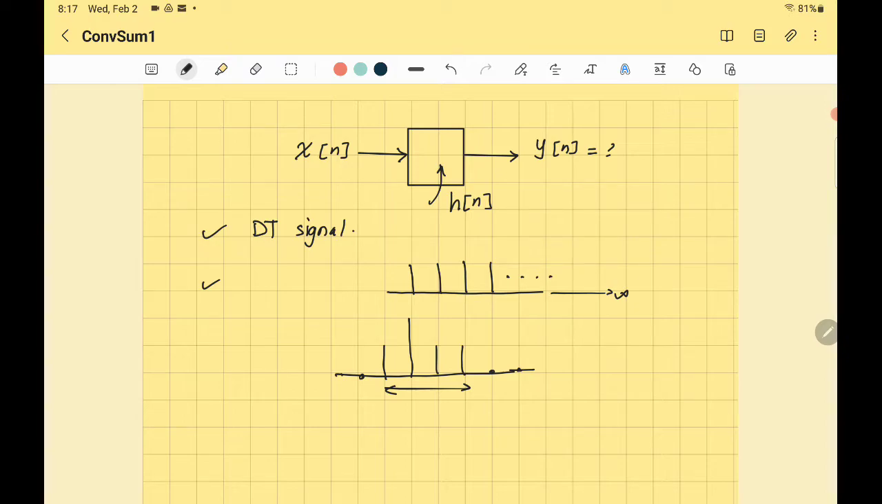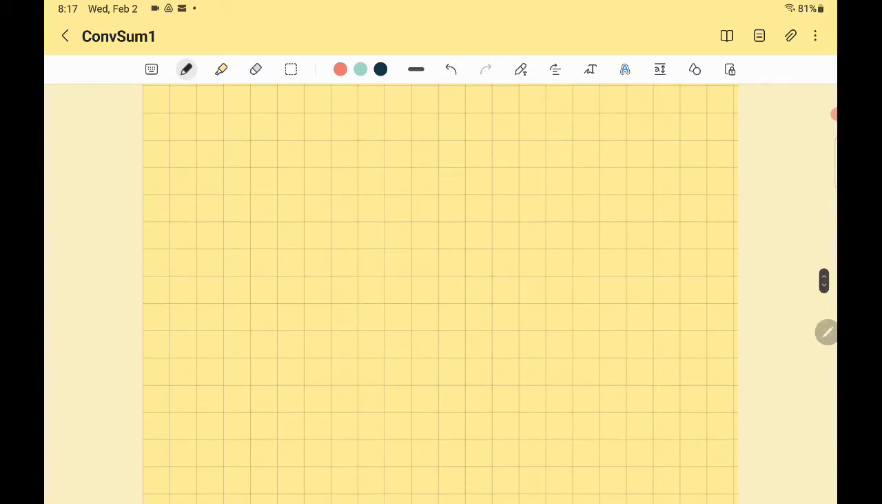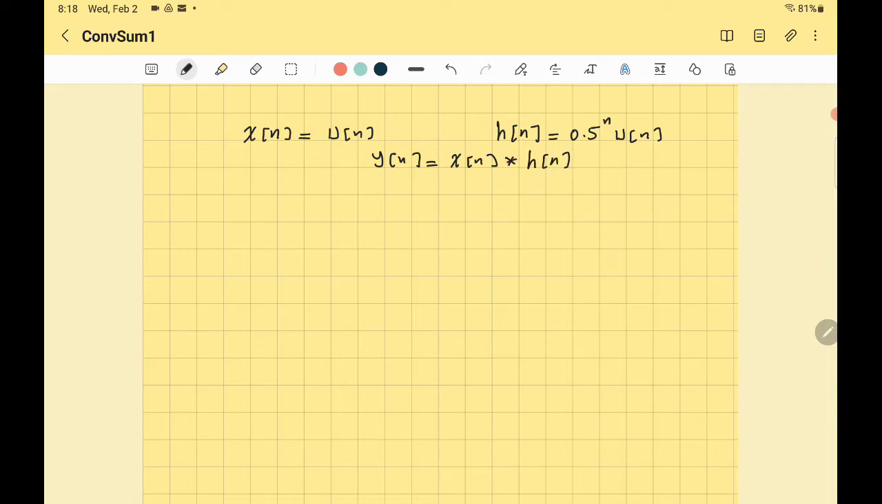So it's very important to know if it has infinite domain or finite domain, because the method we're going to use will be different. Let's first take the case of infinite domain. We are going to have an example just to show. Let's say that x of n equals u of n, unit step, and impulse response 0.5 to the n u of n. It's required to find y of n, and you know that y of n, the output, will be equal to x of n convolved with the impulse response.